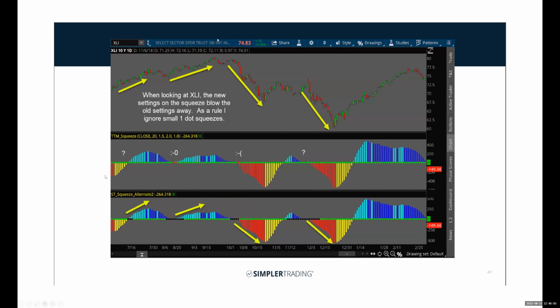And so here's an example of XLI. And so you can see that the Squeeze Pro is significantly better than just the regular squeeze. Okay, so if you're using the Squeeze Pro on TradingView. If you're using it on thinkorswim, just keep in mind that you would only see the red dots.